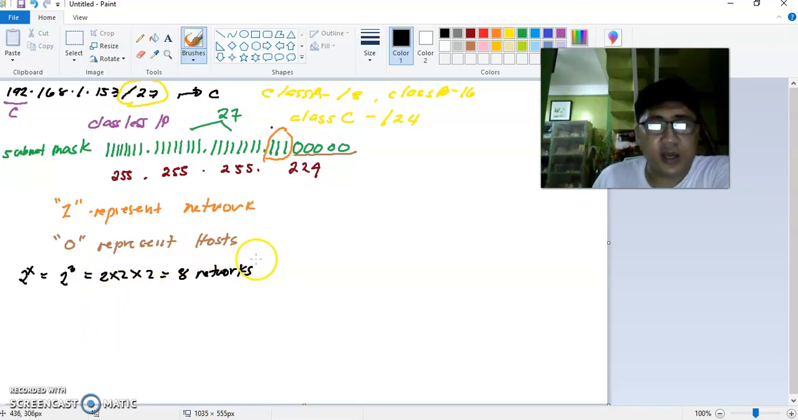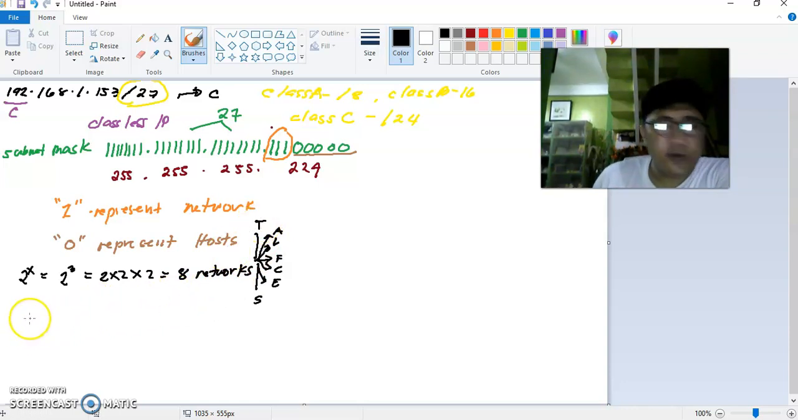So maybe the first network is for the library, the second network is for the faculty, the third network is for the chemistry, the fourth network is for the engineering, and so on up to the eighth: admin, treasurer, and SPS. So we have 8 networks, and under each network you have a number of hosts.